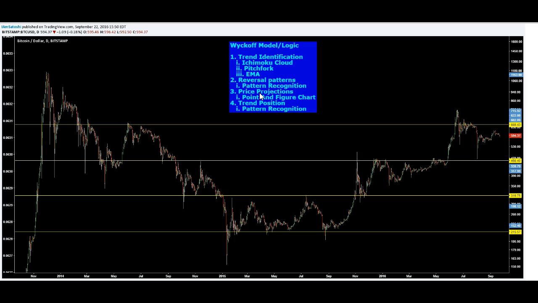So usually people forget about that, but another thing people generally forget about is volume. I'm not going to talk about volume on this at all, but basically Wyckoff uses volume to confirm things like the spring, the accumulation, the breakout, etc. And then the fourth part of Wyckoff is trend position. So I'm going to break those down.